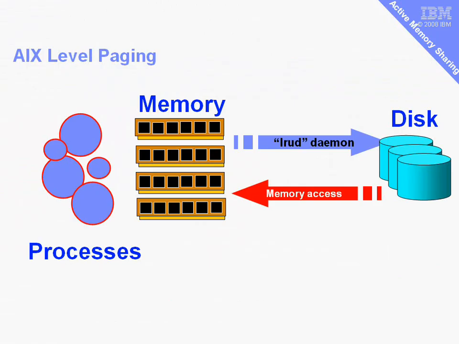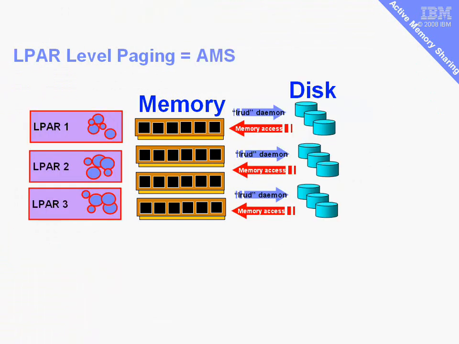Let's put that another way. Here we have the AIX paging level. We have the processes on one side, they're in memory, and the least recently used daemon is paging some of those out, so it maintains the free list, the pages of memory you can grab quickly, and when the program demands a page that isn't there, then we get a memory access and we pull in the stuff from the disk. At the AMS level, of course, we have lots of logical partitions. Each of those are doing paging for themselves onto their paging disks.